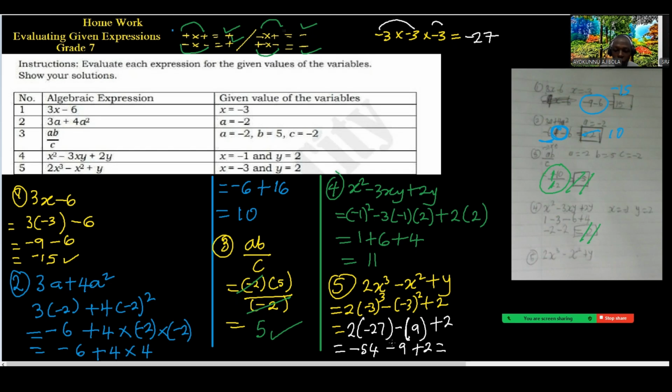So what we can simply do is to say minus 54 minus 9, then plus 2. If we add the negatives, which is 54 and 9, we have 63. That's negative 63. Then plus 2. So if we use 2 positive to remove out of the negative 63, we have negative 61 as the final answer. Is that clear to you now?